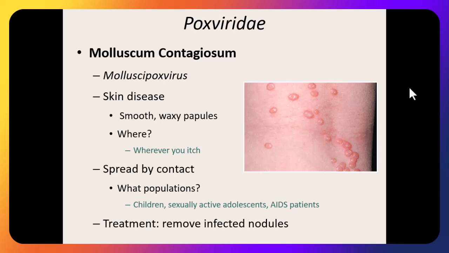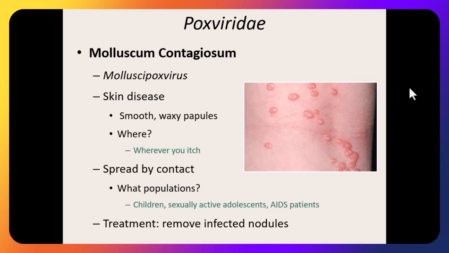So it develops into smooth, waxy papules. Not the big, ugly pustules like smallpox gets. They do have a waxy look to it, so they do kind of look shiny. And where you generally develop these waxy pustules is anywhere you're itching. That irritates the skin, that's where the virus likes to present itself.